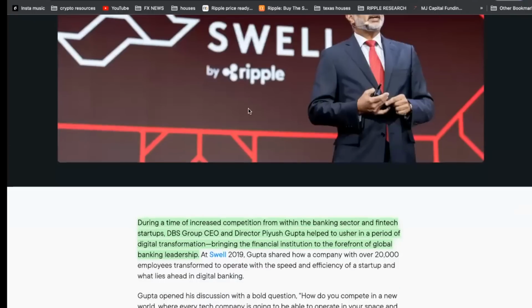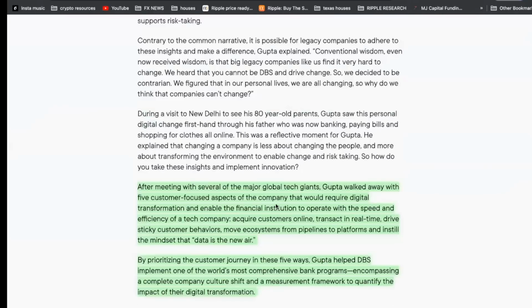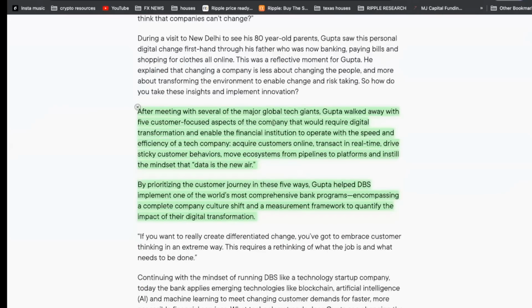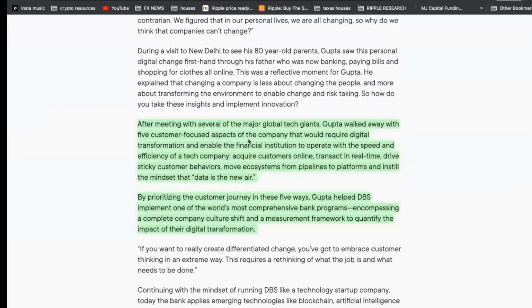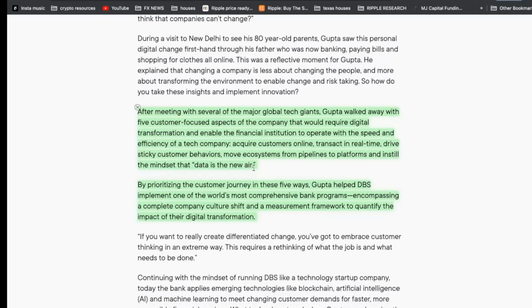Some main things that this individual said. This is the Swell by Ripple again. During a time of increased competition within the banking sector and fintech startups, DBS Group's CEO and director, Piyush Gupta, helped to usher in a period of digital transformation, bringing the financial institution to the forefront of global banking leadership. After meeting with several of the major global tech giants, Gupta walked away with 5 customer-focused aspects of the company that would require digital transformation and enabled the financial institution to operate with the speed and efficiency of a tech company: acquire customers online, transact in real time, drive sticky customer behaviors, move ecosystems from pipelines to platforms, and instill the mindset that data is the new air.